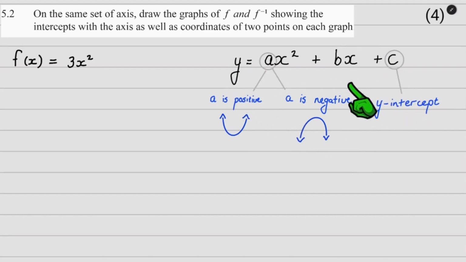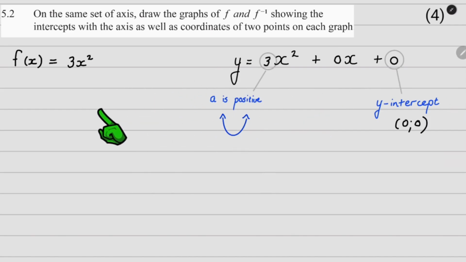So I'm going to modify this to match that graph. Let's do that quickly. If you don't have numbers after this, we assume that they're 0. So it's like 0x plus 0. Now I know a is positive, so it's definitely going to be a happy face. And I know my y-intercept is 0 and 0.